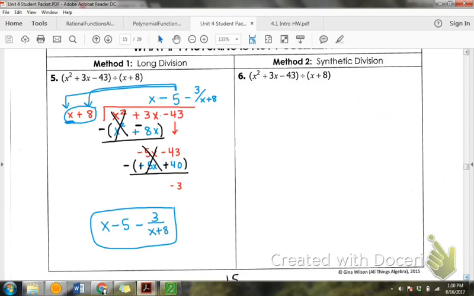Crystal, you asked about multiplication. Watch. 25 divided by 4. How many times does 4 go into 25?